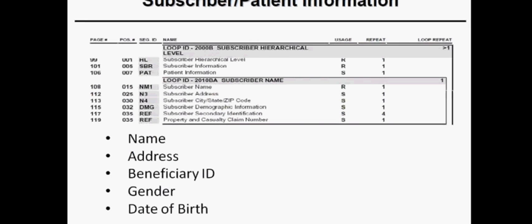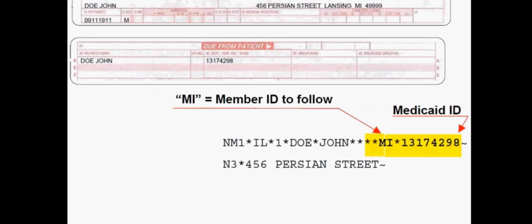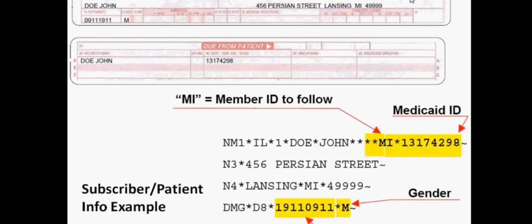Okay. So for your example here, the name includes the beneficiary across all the claim times. N3 and N4 are the address, and then the demographic information, date of birth and gender. Okay. So as an example here, if you see, the name of the patient is John, right? I mean, Doe John. So that's how it will be represented in the transaction. It is the first name and then the last name.